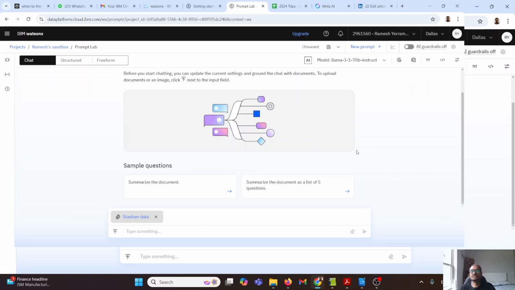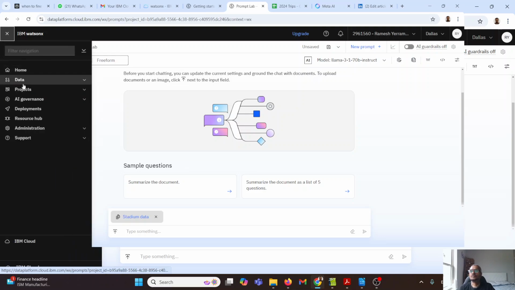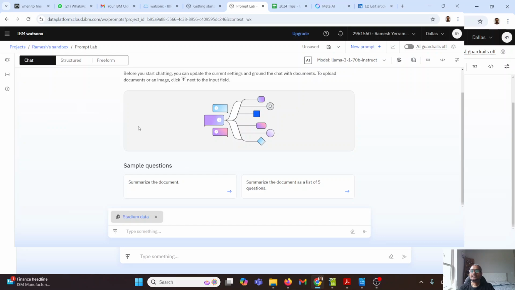And here I'm using the watsonx UI. On the top left hand corner, you'll have the home, the various data, the various projects, the governance, the guardrails around it, how we do deployments, etc. And here I've created an upload of a document called stadium data.